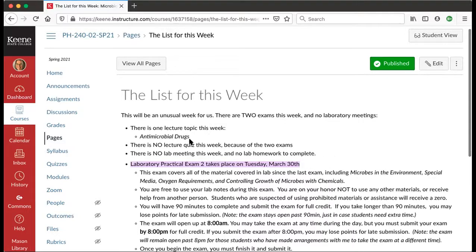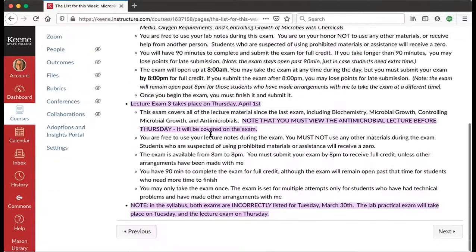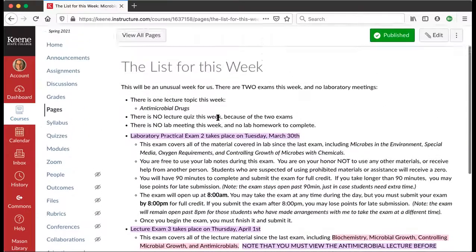So in other words, antimicrobial drugs is going to be on the lecture exam on Thursday. So there's a little note right here. Be sure to view that antimicrobial lecture before Thursday. So the third lecture exam is going to cover all of these things, everything since the last lecture exam: biochemistry, microbial growth, controlling microbial growth, and again, the antimicrobials material.